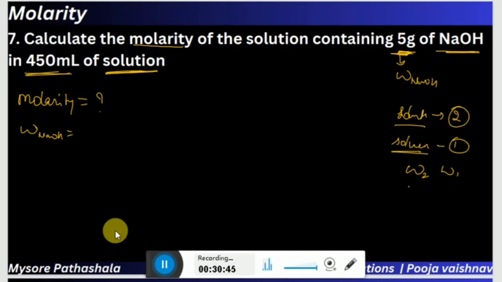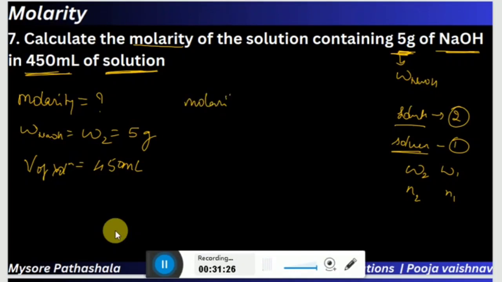And if we speak about number of moles, N2. If we speak about number of moles of solvent, N1. So this is the thing. So what is this then? Mass of solute, it is W2. So what is given? 5 gram. Then 450 ml of solution. So ml, it means it is a volume of solution. So V of solution is 450 ml. Okay, so let us see the formula.